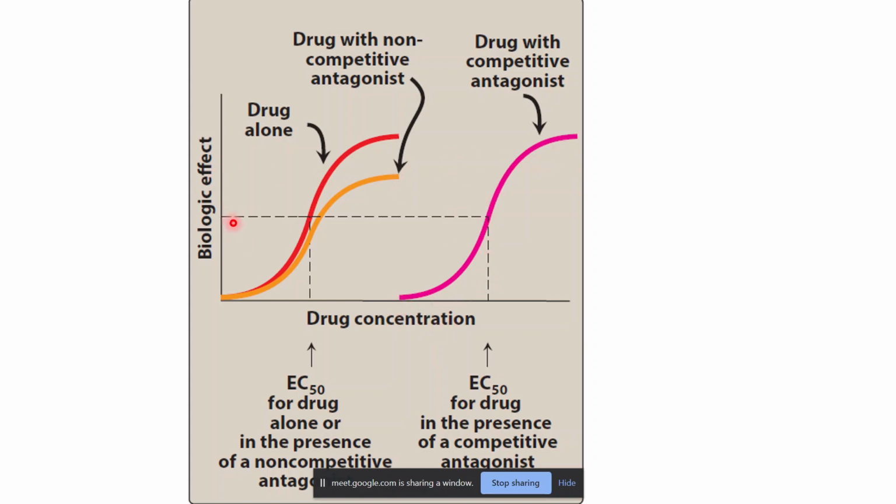So competitive antagonists will shift the curve to the right. The red is the drug, and then the shift to the right will show the drug with the competitive antagonist. With the non-competitive antagonist there will be no shift, but there will be a decrease in the maximum biologic effect.